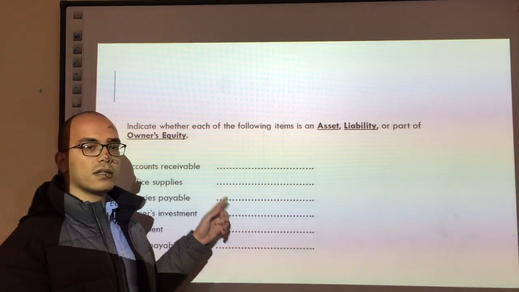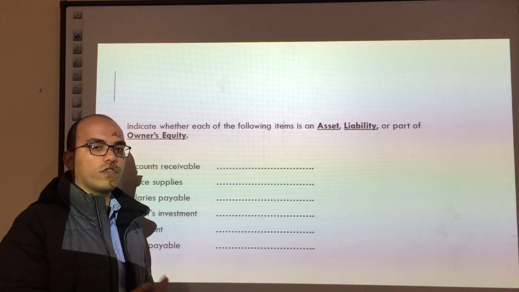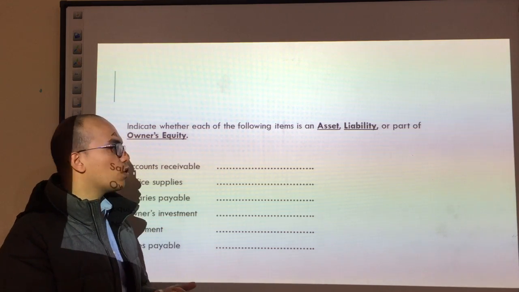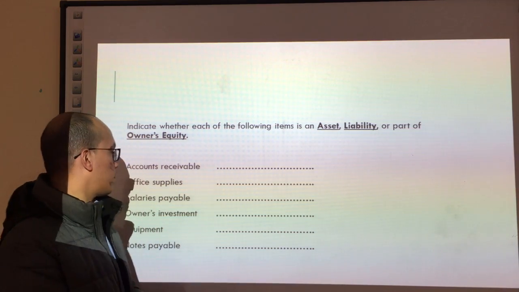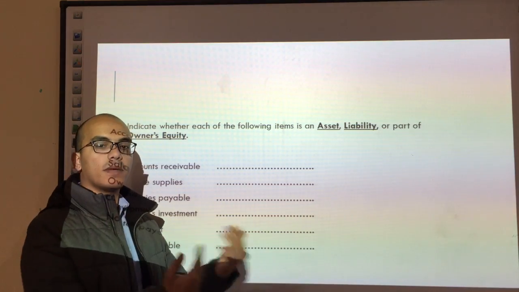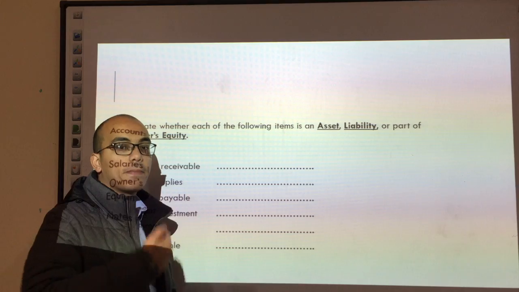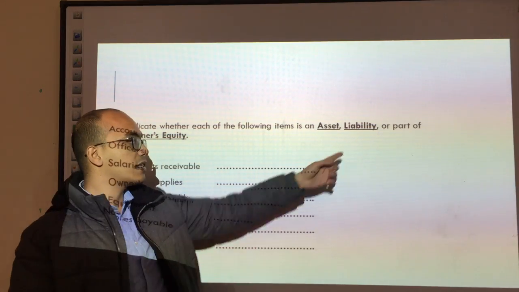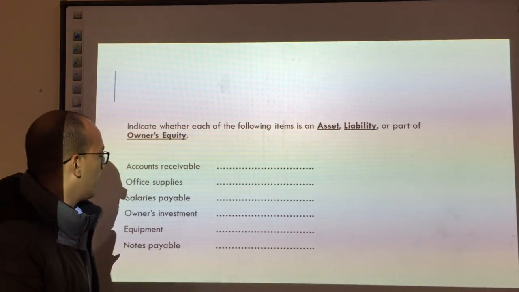Now, office supplies that I use in my office. This is something that I own, which also makes it fall under the assets part. Now, salaries payable. I have a lot of employees, I pay them in salaries. This is something that the company will always have to pay, which makes it fall under the liability part.